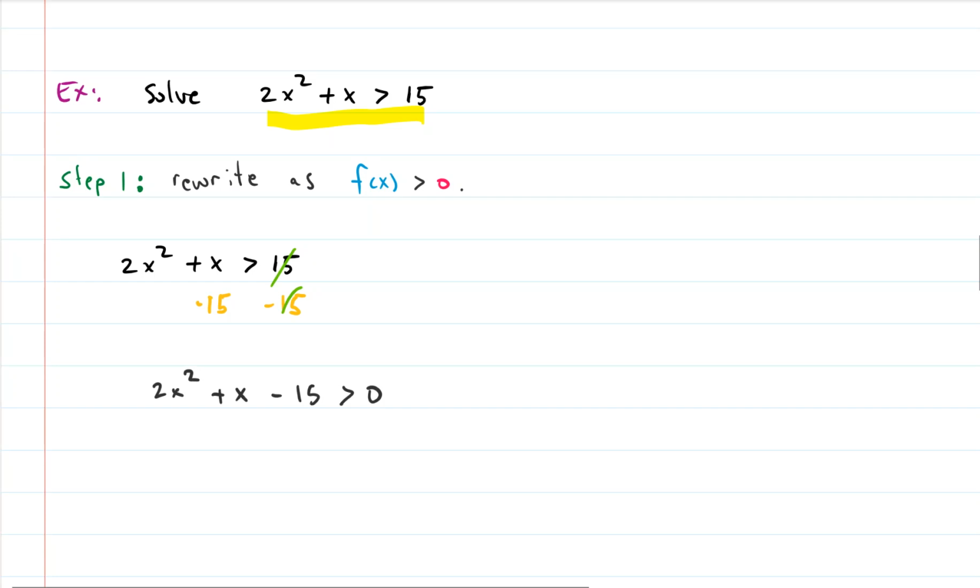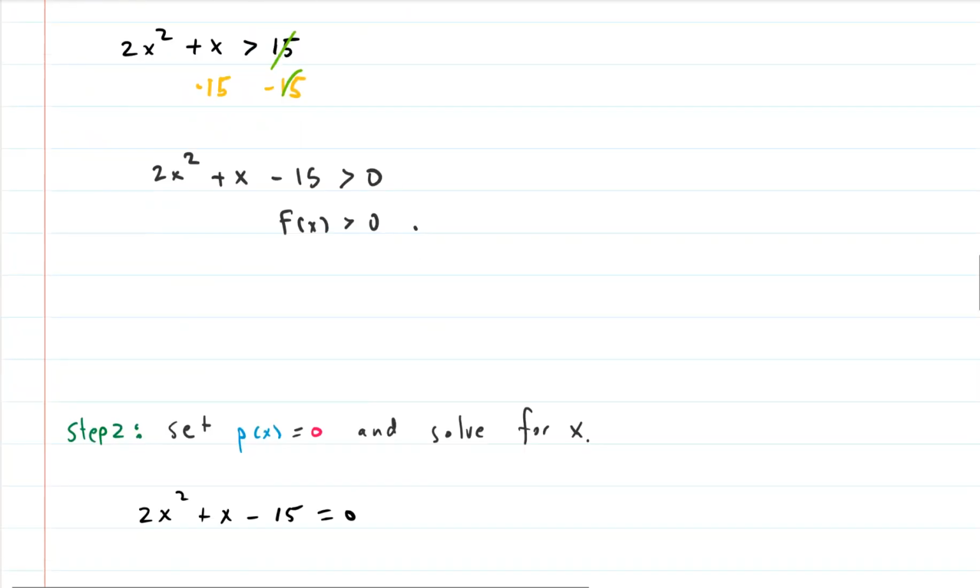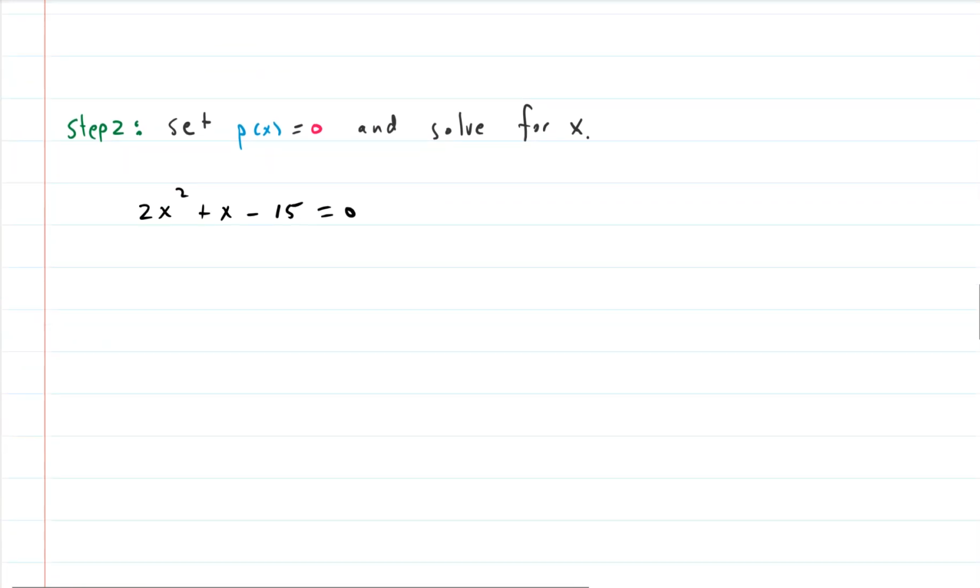All right, now the function is in the form f of x greater than 0. So we're good. Let's move on to the next step. Now we set the polynomial equal to 0 and we solve. So we're going to have to factor this. We could use the quadratic equation, but we can probably factor.